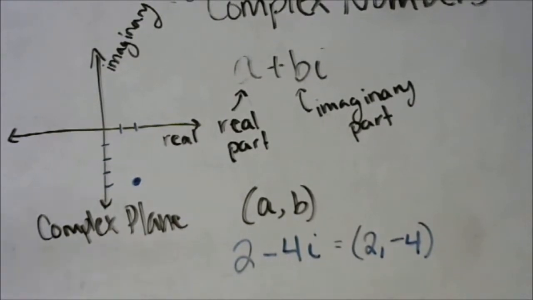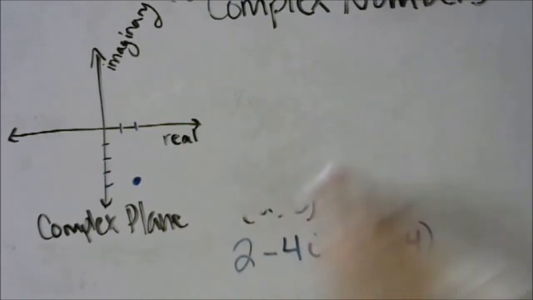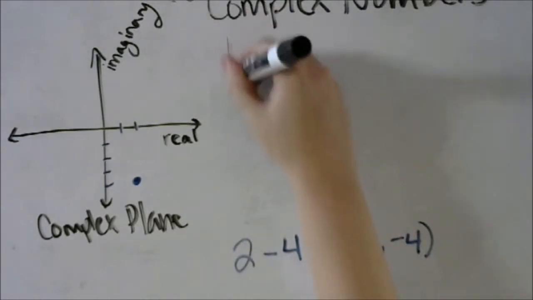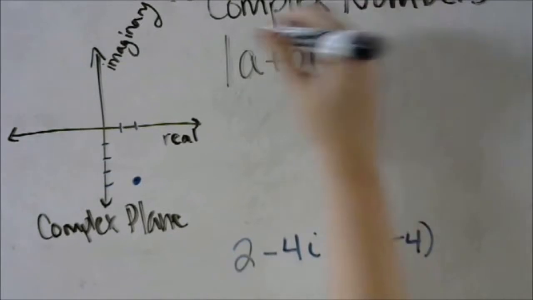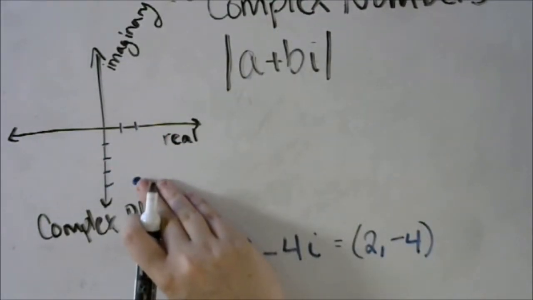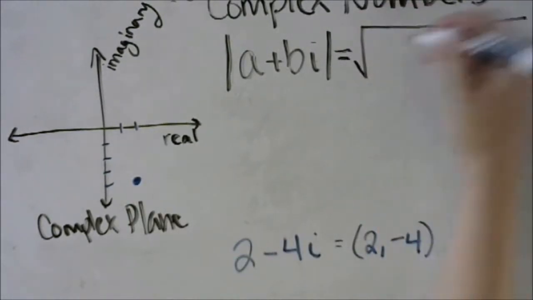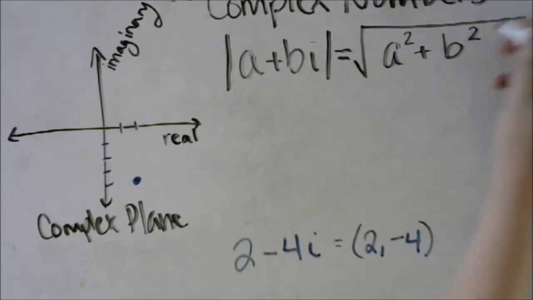This sort of graphing is what allows us to convert a standard form complex number into its trigonometric form. Keeping our same example of 2 minus 4i, we can introduce the absolute value of a complex number. The absolute value, or modulus, is essentially the distance from the origin to the location of the complex number in the complex plane. It looks a lot like the distance formula, or the Pythagorean theorem if you were solving for the hypotenuse.